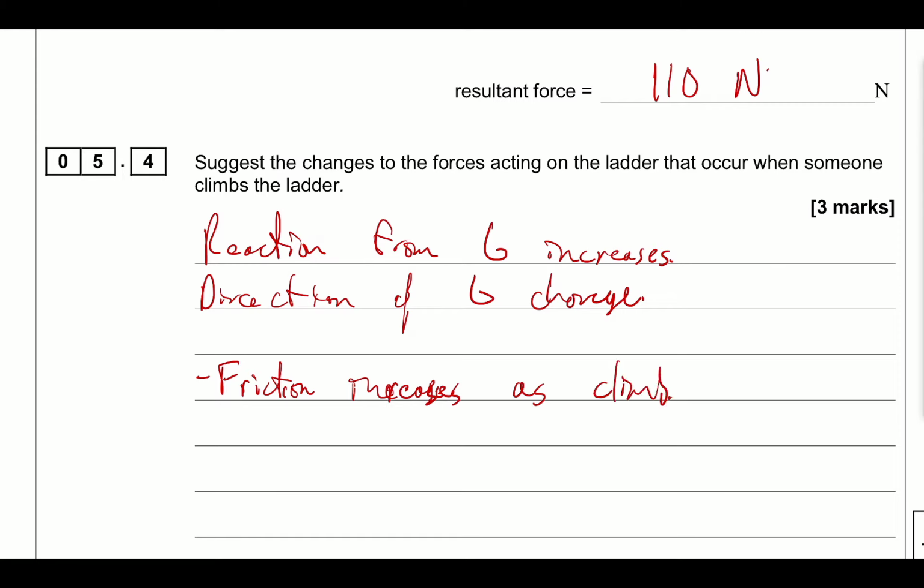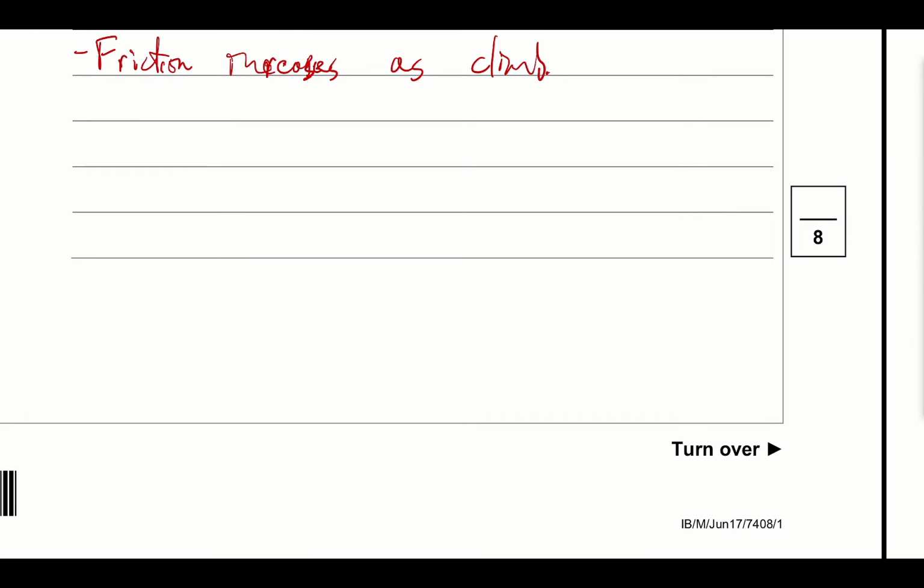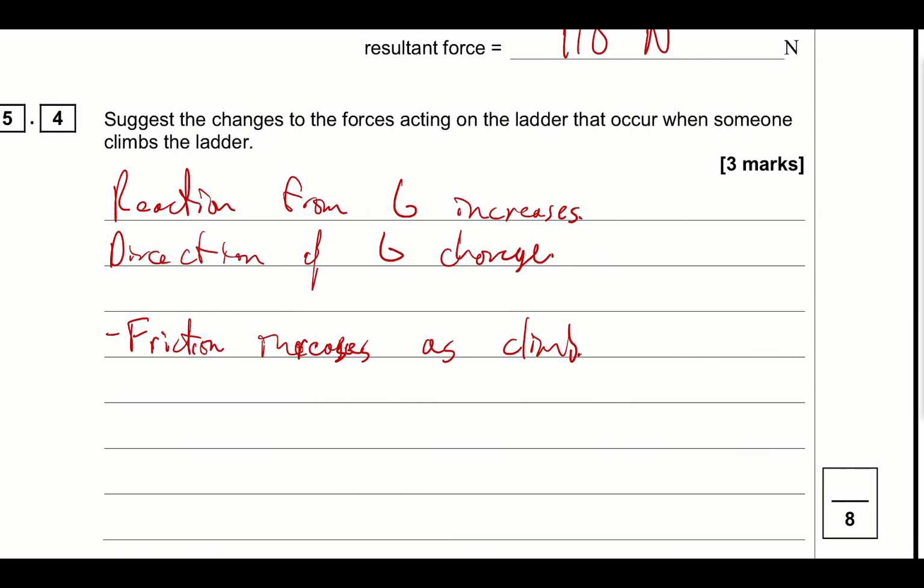So as somebody climbs the ladder, the friction at G will increase because the horizontal reaction force from the wall will increase. And it all varies with time. All right, so that is question 5.